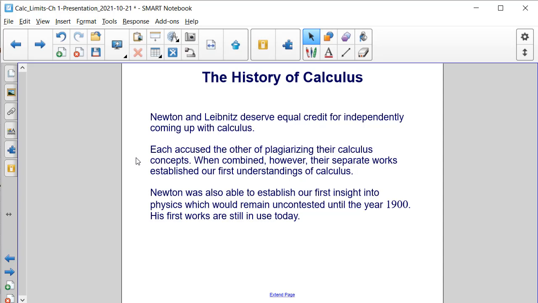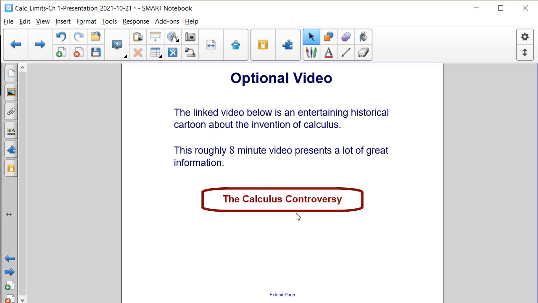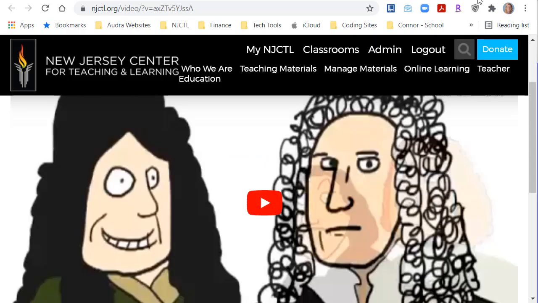Newton was also able to establish our first insight into physics, which would remain uncontested until the year 1900. His first works are still in use today. The linked video below is an entertaining historical cartoon about the invention of calculus. It's roughly 8 minutes in length, but it does present a lot of great information. So if we click on the link, it opens up the video for us. Here's the URL for it, and we can watch it at our own time.